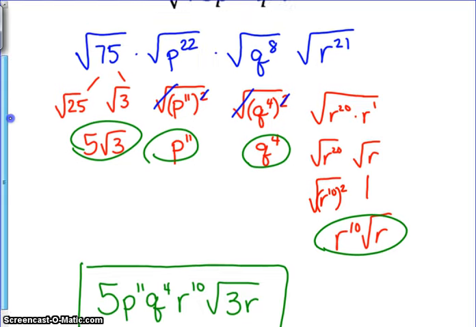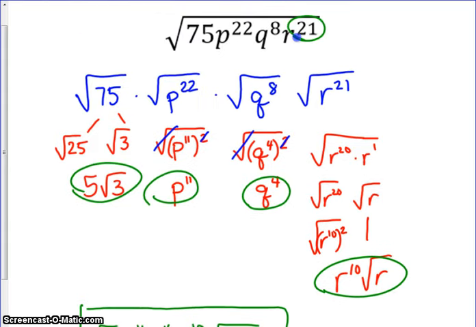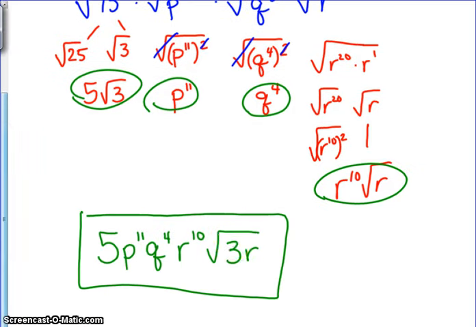Now because we had an odd exponent, okay, we are going to end up with a square root left on the end for our final answer. Okay, so that's something to check as you're working.